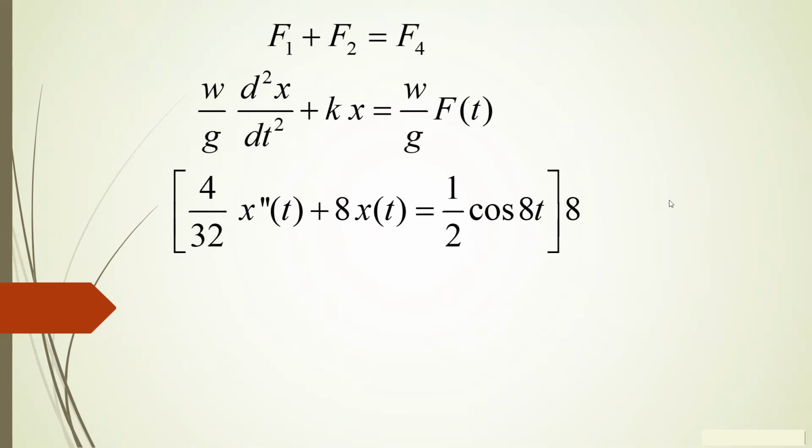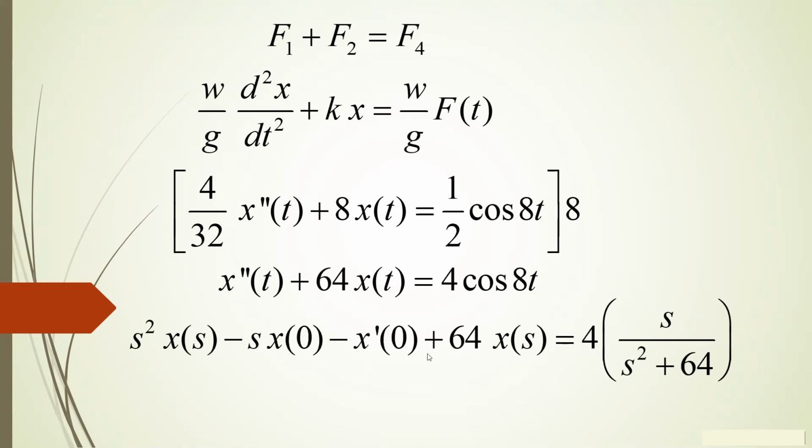Let's multiply everything by 8 so that the coefficient of the highest order will be 1. So it's this. Now let's expand. This would be s squared xs minus sx of 0 minus x prime of 0. Let's expand this. 64xs. Now, since everything on the left is in terms of s, we should also convert the one on the right in terms of s. We don't need the 4, bring it out. Cosine of 8t, okay. That's the one with an s on top. So s over s squared plus 64.